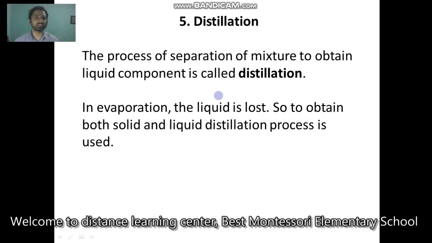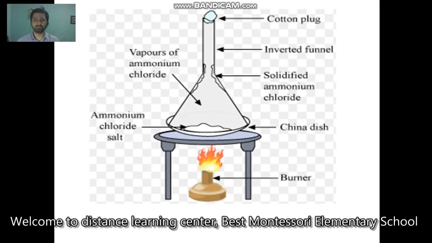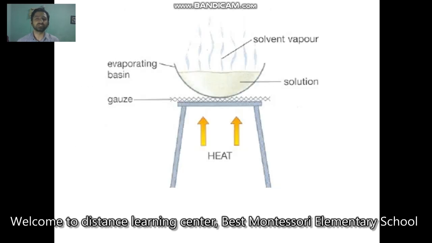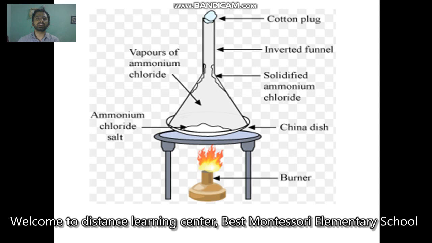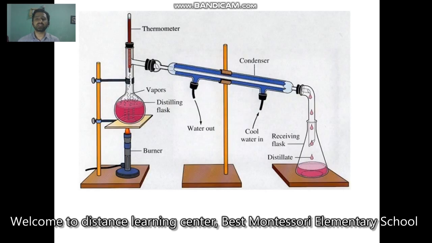Let's move to another process, distillation. That is a process used to separate a soluble solid from a liquid, where we even obtain the liquid. Because in the process of evaporation, the water or liquid escapes out, we cannot get it. Now here through distillation we can get the water also.